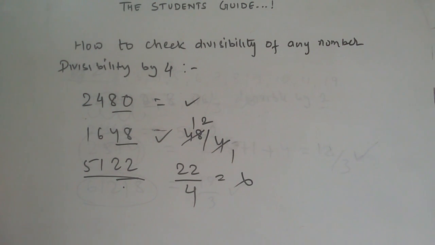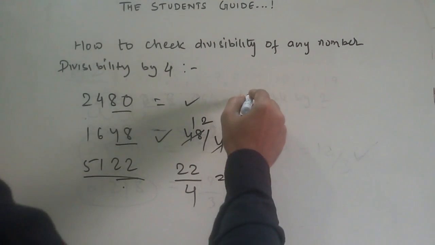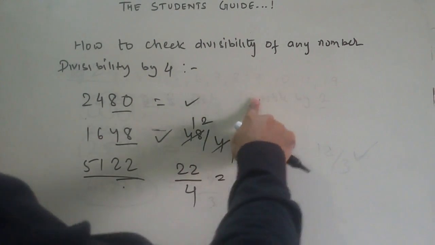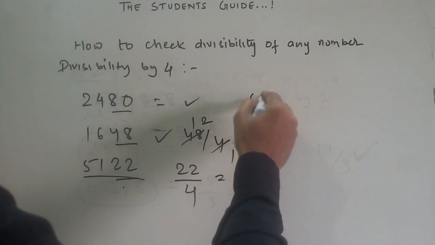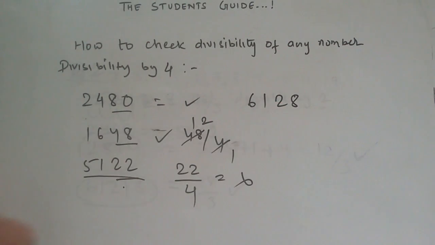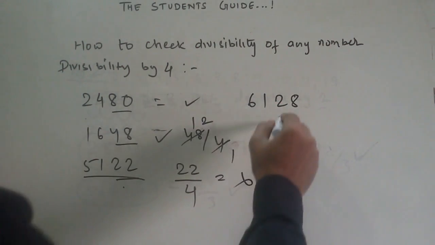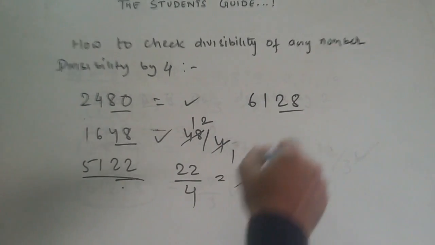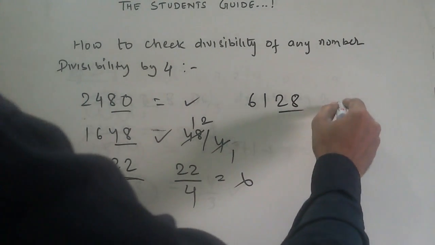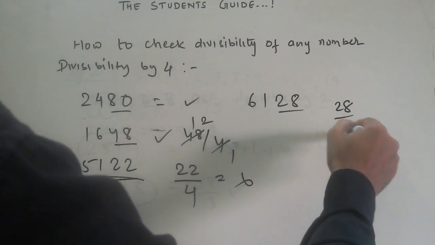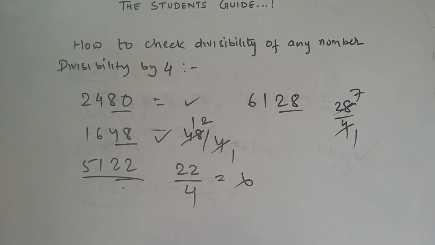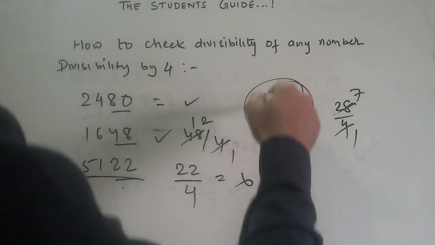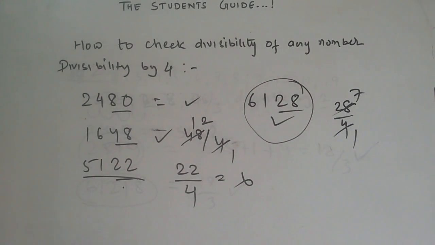Okay, let's take another example. Suppose we are given 6128. What we will do is see the last two digits of the number: 28. Is 28 divisible by 4? Yes, 28 is completely divisible by 4, since 4 times 7 is 28. So this number is also divisible by 4. In this way we can find out if a number is completely divisible by 4 or not.